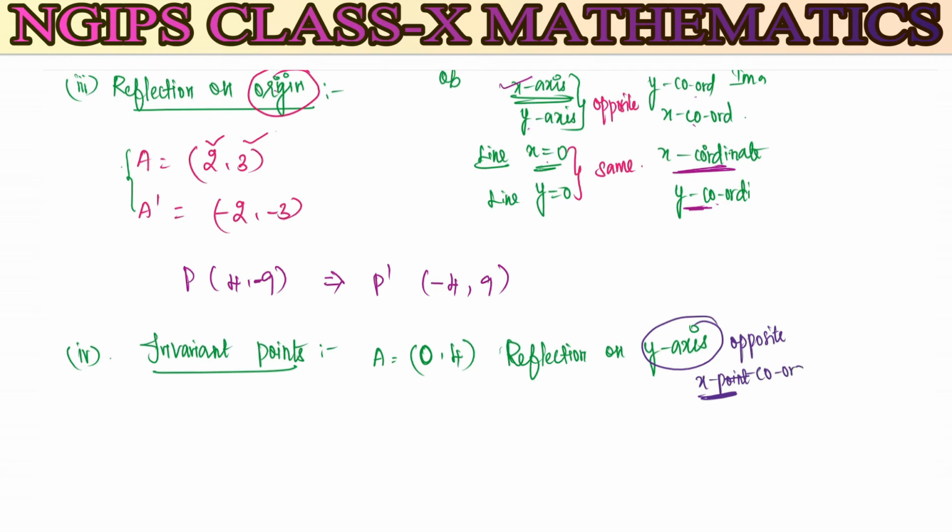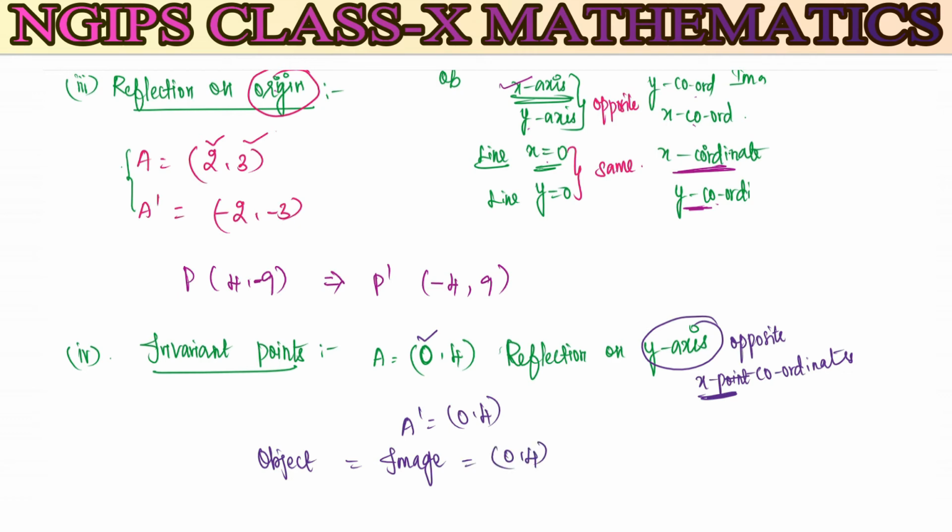What we have, x coordinate 0. 0 is neither positive nor negative, so we cannot apply the sign for 0. So here A dash also you are going to get 0 comma 4. So after reflection, if you get the same point, it means the object and the image both are the same. Both we got the same point, 0 comma 4. So those points we used to call invariant points.